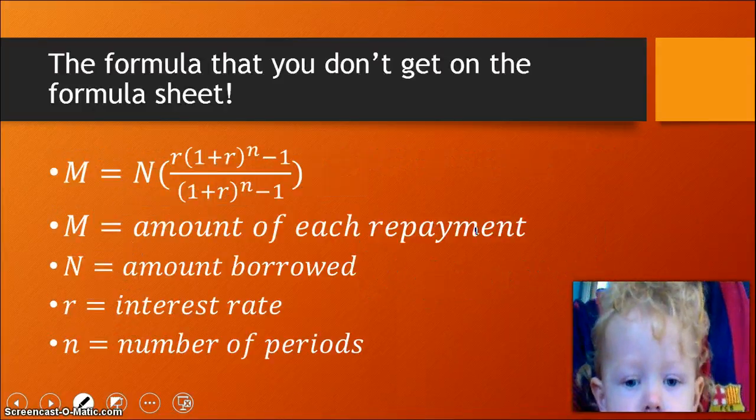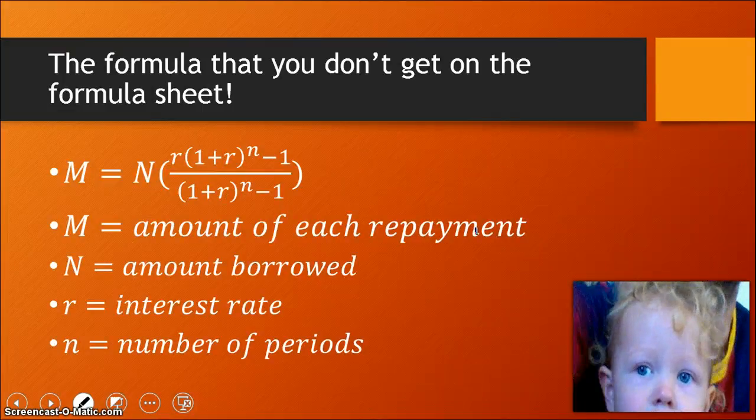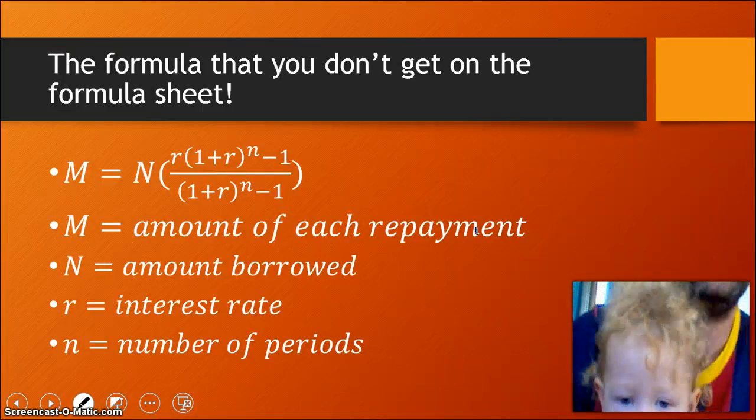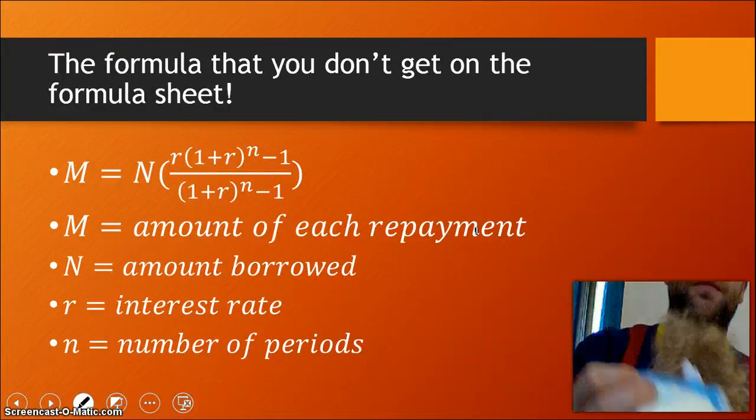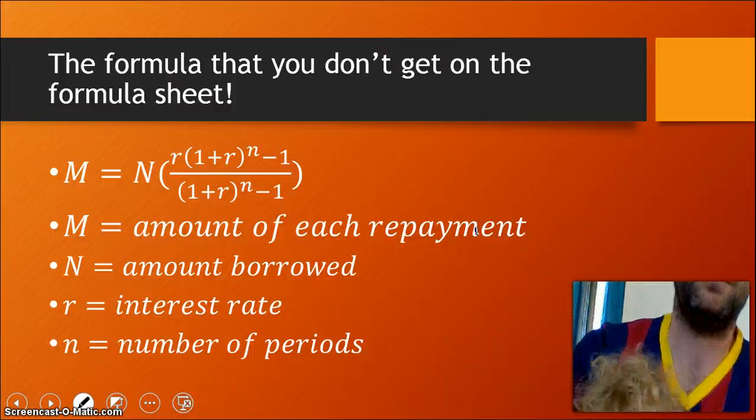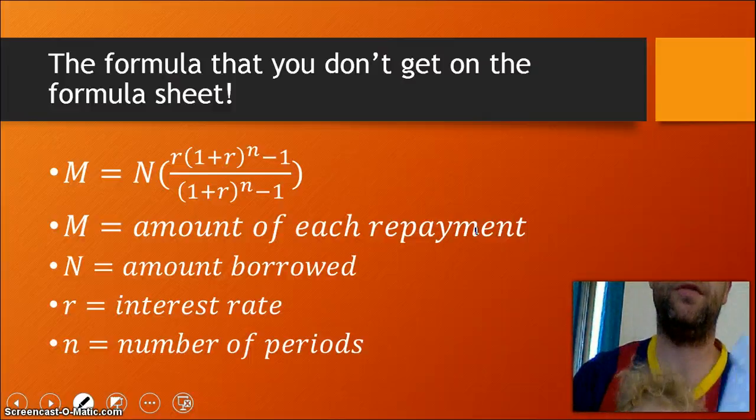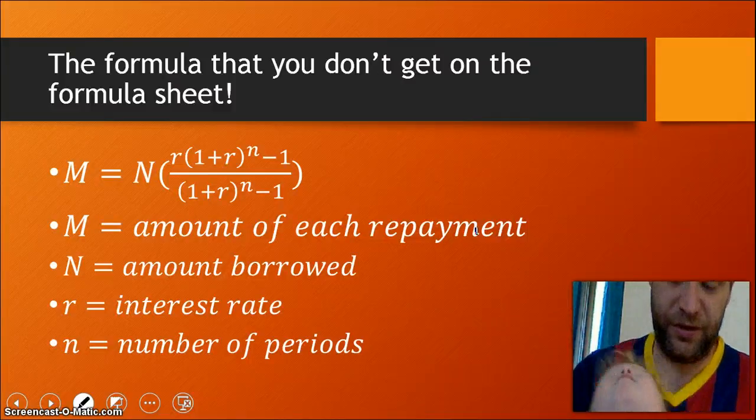And here's the loan repayments formula, the complicated one, the one that we don't usually give you. And it's not on the formula sheet. But next lesson, I'm going to give you some questions and I'm going to get you to use this formula. So it'd be really good to write it down.